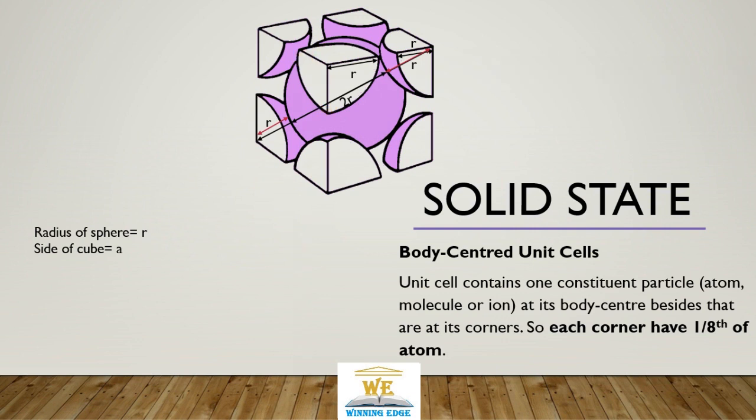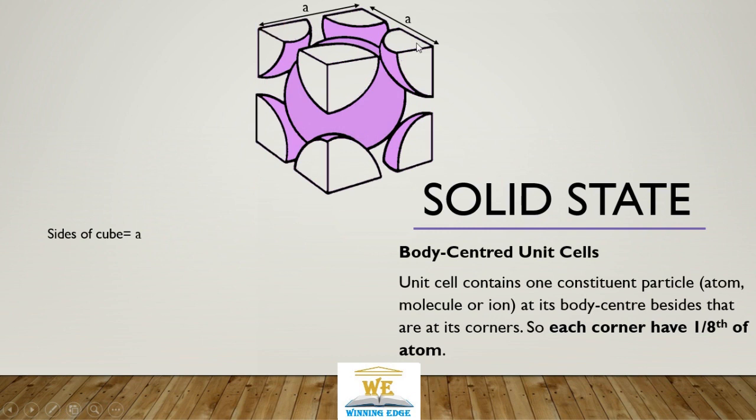Because all atoms are identical, it will be r here, 2r here at the body center, and r here because it's touching. Total will be 4r. Body diagonal size is 4r. Now let's calculate it in terms of the edge length of the unit cell. It's a, and this side is also a.